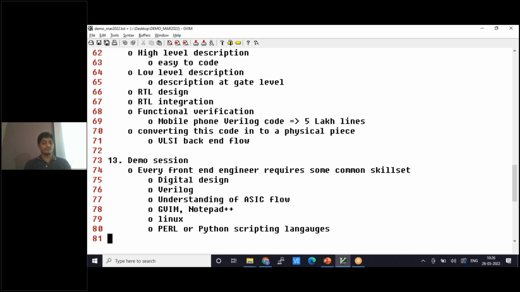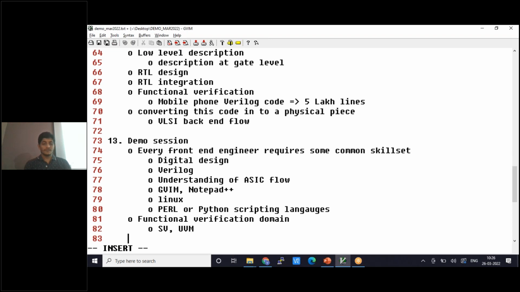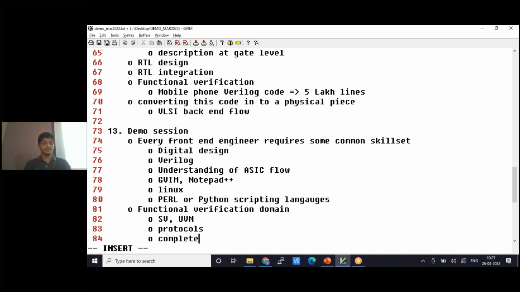Then the difference will come. After this, the difference will come. Someone who is getting into the functional verification domain will need to learn a different skill set, that is SystemVerilog and UVM. Other than that, protocols and the complete functional verification flow.